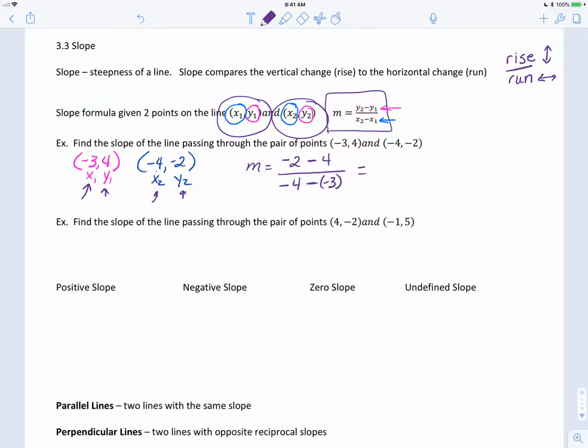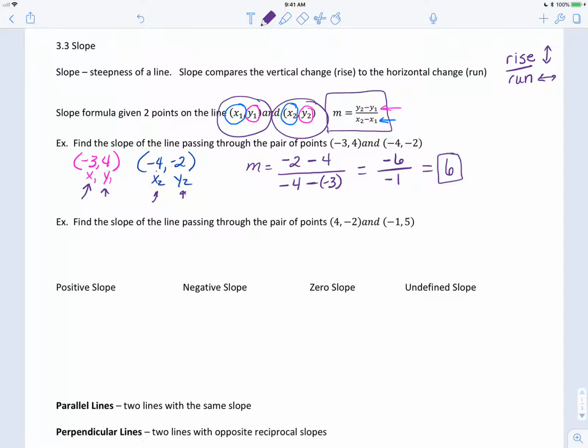So let's simplify this. -2 minus 4 is -6. -4 minus a -3 means -4 plus 3, so -1. Okay, it's not acceptable to have answers that are a negative over a negative, so we always want to make sure that we reduce these. We know a negative divided by a negative is a positive, and so that 6 over 1 is just a positive 6. So the slope of that line that contains those 2 points is 6.